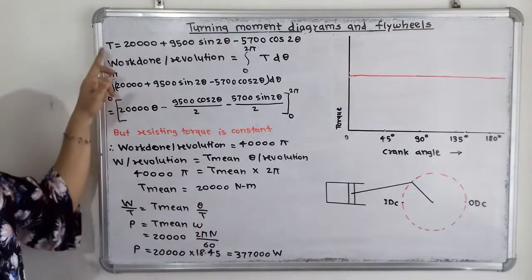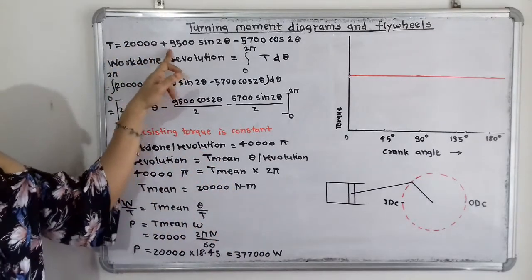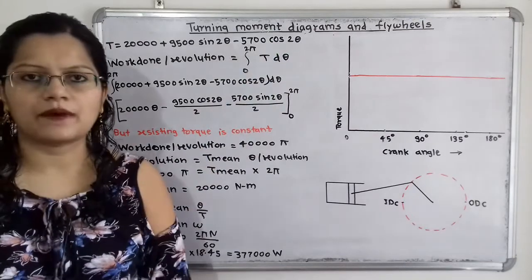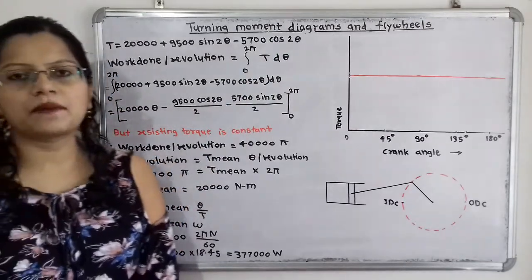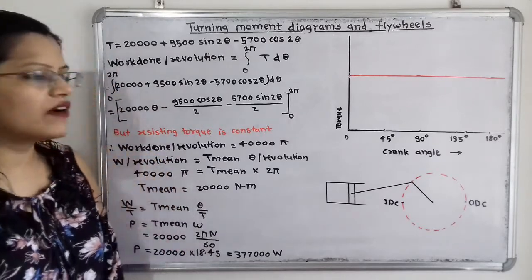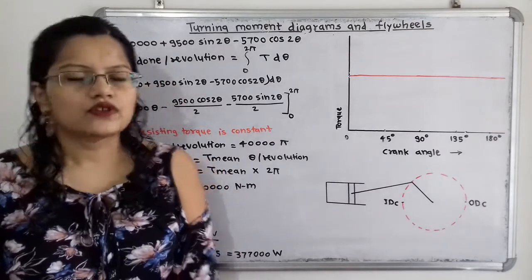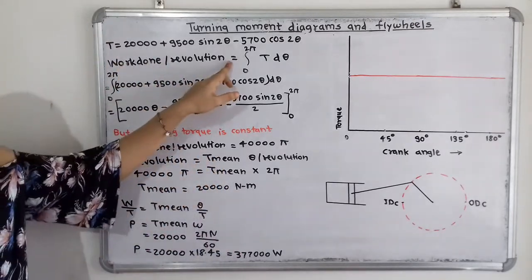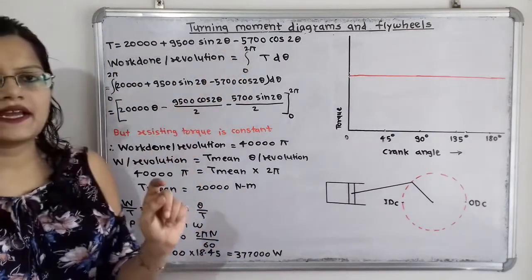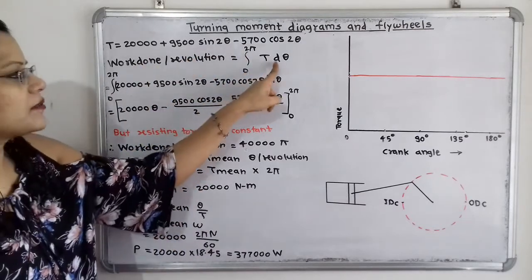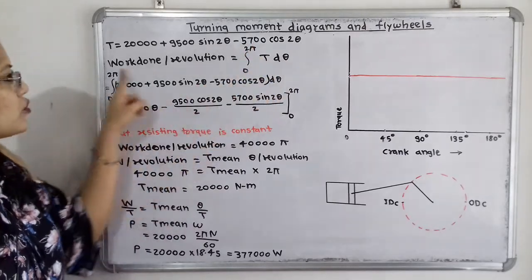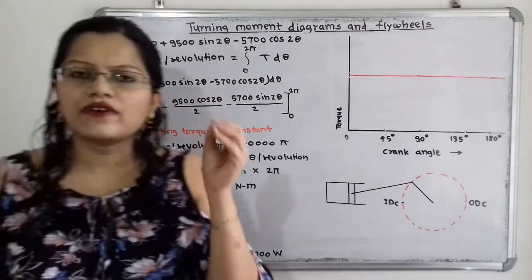We have torque equation T is equal to 20,000 plus 9,500 sin 2 theta minus 5,700 cos of 2 theta. Now we know what is the work done per revolution. So we will consider here for one revolution, that is angle covered is equal to 2 pi. So work done per revolution is equal to, we have to give the limit. So limit from angle 0 to 2 pi, and work done is nothing but torque multiplied by d theta. So integration of 0 to 2 pi T d theta. So this is the equation to find out the work done per revolution.